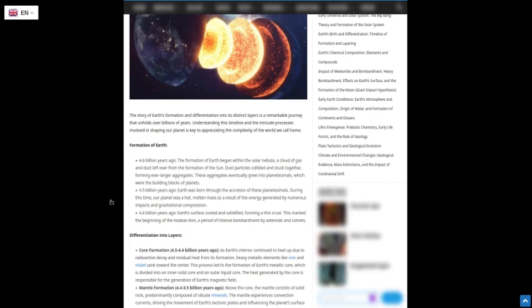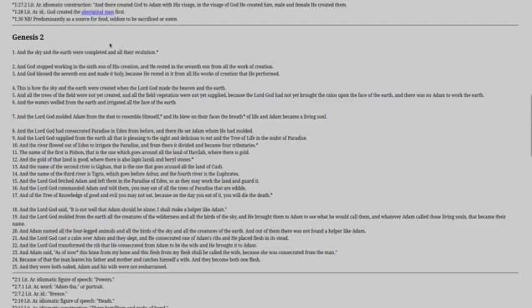During this time, our planet was a hot molten mass as a result of the energy generated by numerous impacts and gravitational compression. 4.4 billion years ago, Earth's surface cooled and solidified, forming a thin crust. This marked the beginning of the Hadean Eon, a period of intense bombardment by asteroids and comets. They're constantly hitting it.